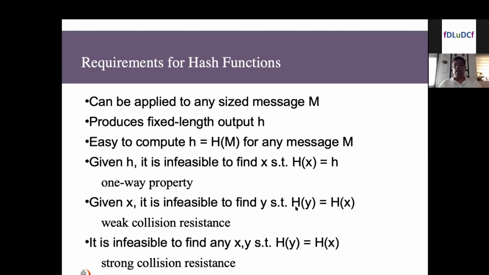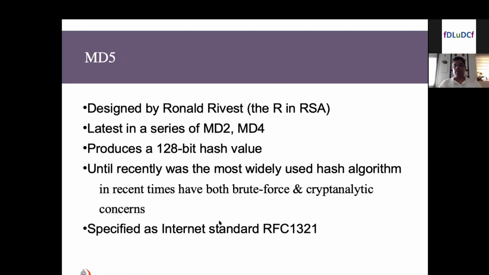So our hash function H should be designed in such a way that it is infeasible to find X and Y which create the same hash. That is the most important requirement of hashing. One of the popular hash algorithms in the world is called Message Digest Version 5. This algorithm was designed by a famous cryptographer called Ronald Rivest. He is one of the persons who invented another cryptographic algorithm called RSA. We will learn RSA later on.